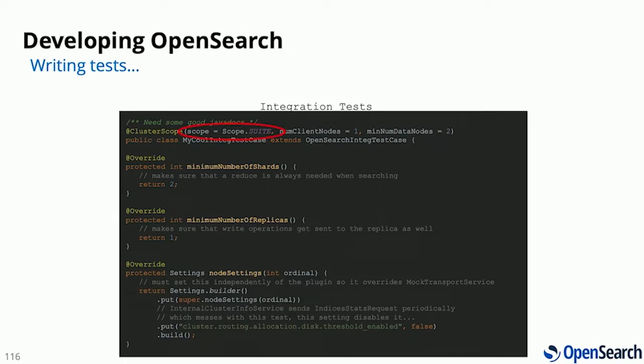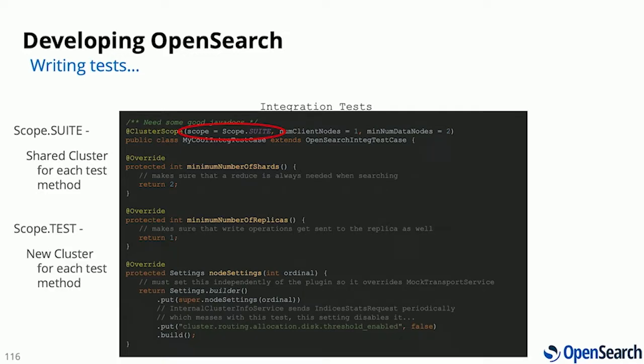And then you have these Java flags, which are scopes, right? So there's two types. There's scope.suite and there's scope.test. Scope.suite says I'm going to spin up a cluster that's going to be shared across all of the tests that I'm about to run. Scope.test says, nope, I'm going to refire up a new cluster every time.